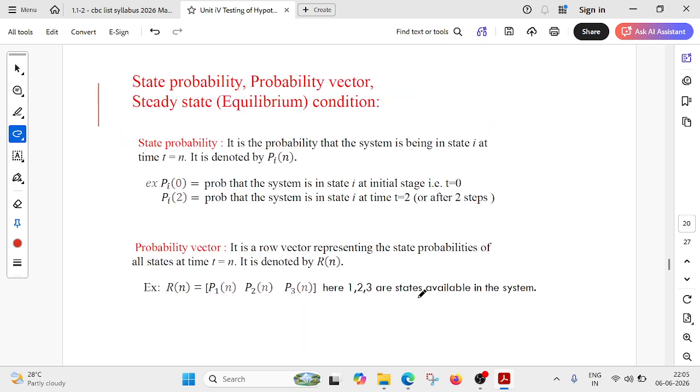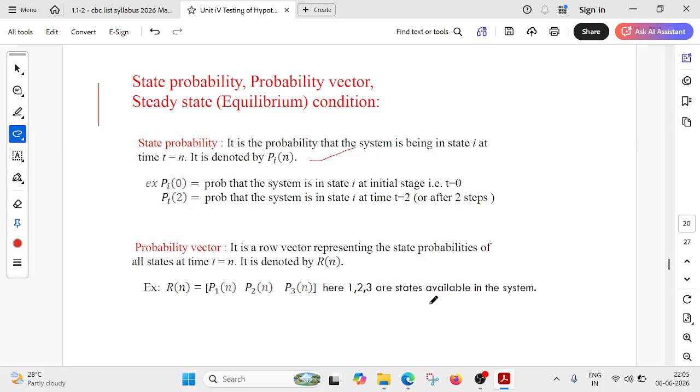Next, state probability vector and steady state equilibrium condition. The state probability is the probability that the system is in state i at time t equals n. It is denoted by p_i(n). Suppose at 0 you can take it, then next 2, and 3 also, meaning n steps.